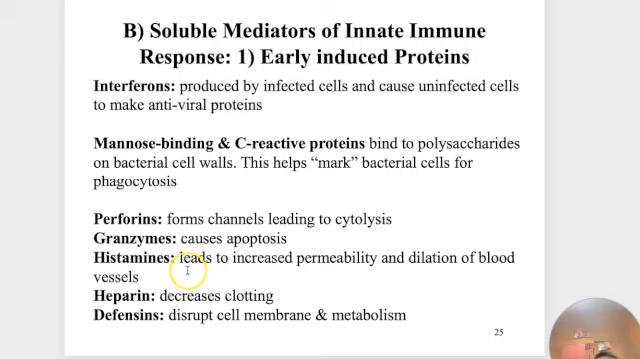Histamine causes inflammation. Okay, and again, it will cause dilation of the blood vessels. So more blood is going in there. The reason is because macrophages need to leak in there and start killing things. Other things will start going in there. Heparin will decrease clotting, okay, so that macrophages and other things can go in there. And defensin disrupts the cell membrane and metabolism of the cell.